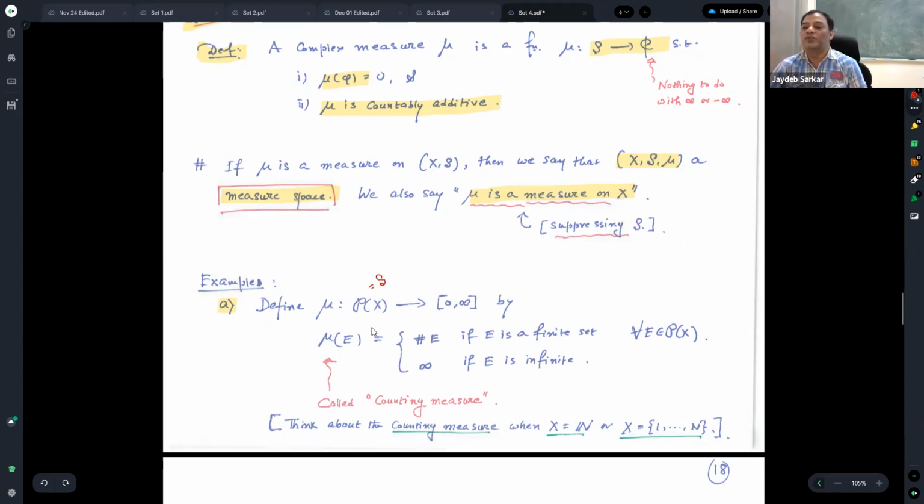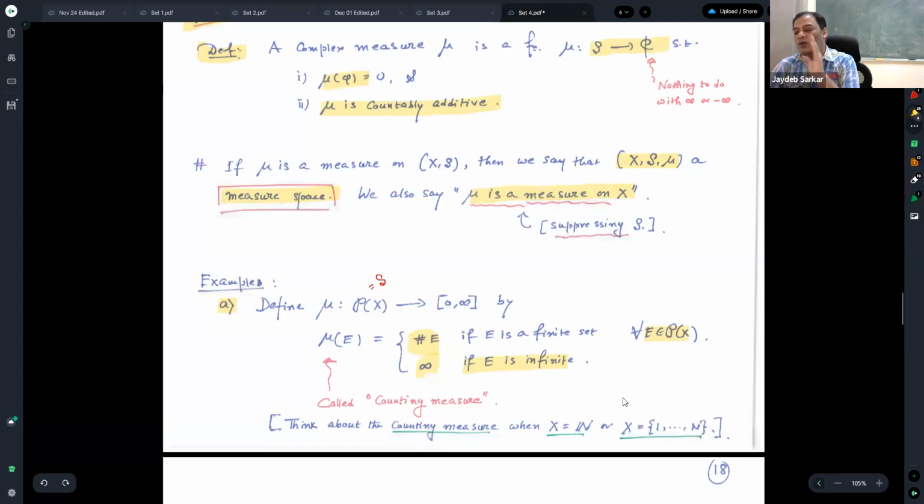And you define mu from P of X to [0, infinity]. So you take any subset E, that means it's an element of the power set. Mu of E is the cardinality of E if E is a finite set, so that you are going to get a number if it is a finite set. That's the cardinality, number one. And in case it is infinite, then there is no finite number, then you just assign infinity. You see how this infinity is helping you.